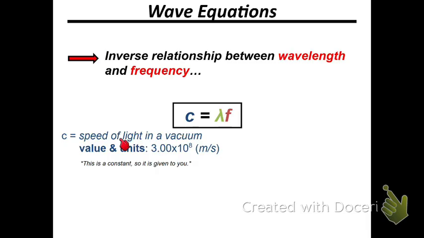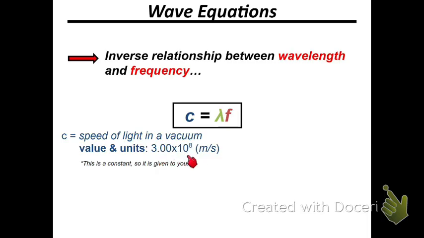So c is the speed of light in a vacuum. The value and the units for that is 3.0 times 10 to the 8th power meters per second. Now this is a constant, so it's always going to be given to you. You could think of it like the constant of Avogadro's number being 6.02 times 10 to the 23rd power, right? So this is always given to you.